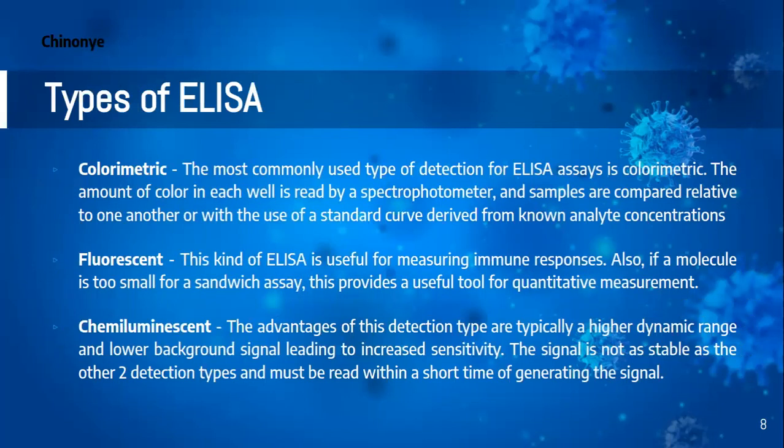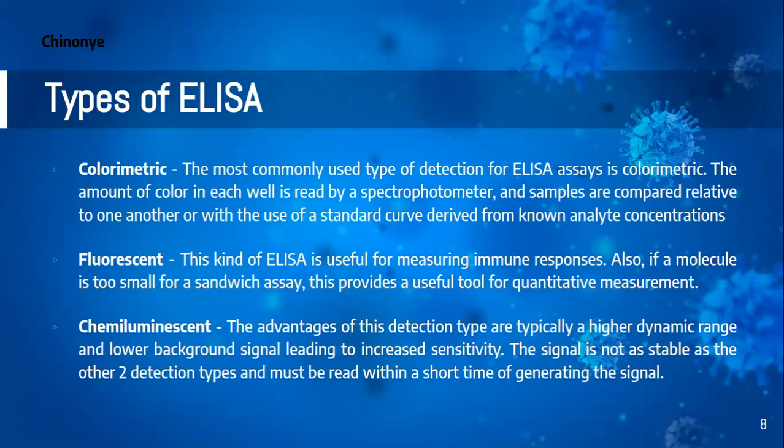Yeah. So there are three types of ELISA: colorimetric, fluorescent, and chemiluminescent. The first one is the most commonly used type of detection for ELISA assays. The amount of color in each well is read by a spectrophotometer, and the samples are compared relative to one another with use of a standard curve derived from a known analyte concentration.